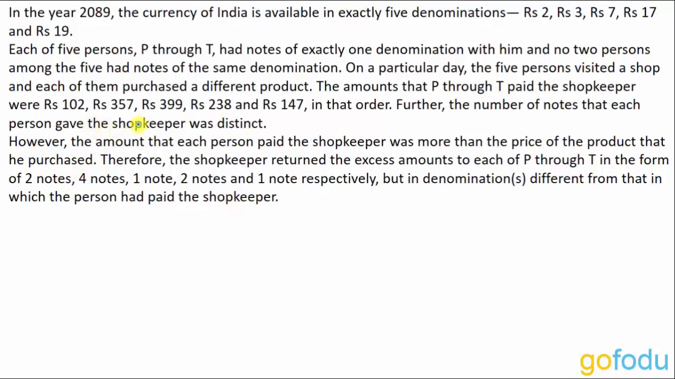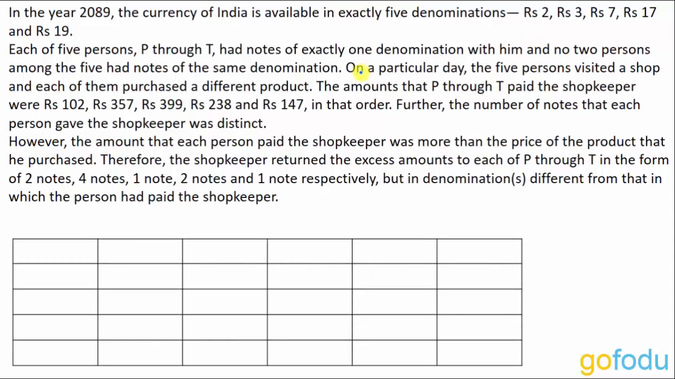Suppose P paid 56 notes of rupees 2 denomination, that is 102 rupees, to the shopkeeper. So, the shopkeeper will not give him a 2 rupees note in return. He can give him 3, 7, 17 or 19, but not a 2 rupees note. Now, it will be a good idea to compute this data in a tabular form. So, let's draw a table like this.